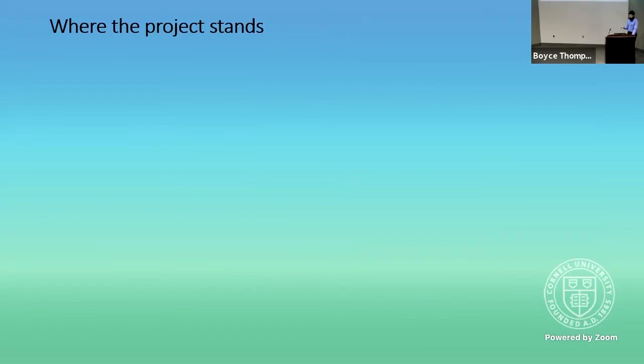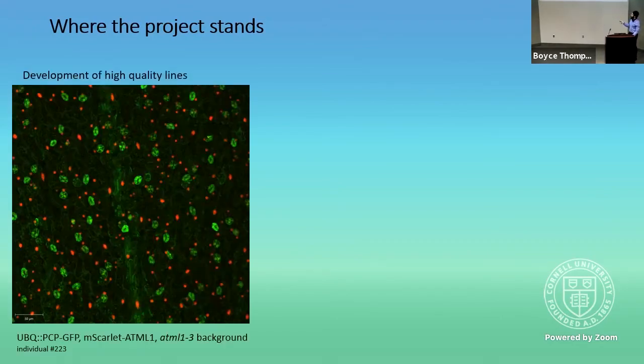So currently, our progress has gone as thus. We've developed high quality lines that show strong fluorescence in both red and green. This is a particular individual that showed vigorous fluorescence of both PCP-GFP and mScarlet-ATML1. In order to get pictures like this, we had to screen over 1,000 plants. So pictures like this are very nice and exciting.